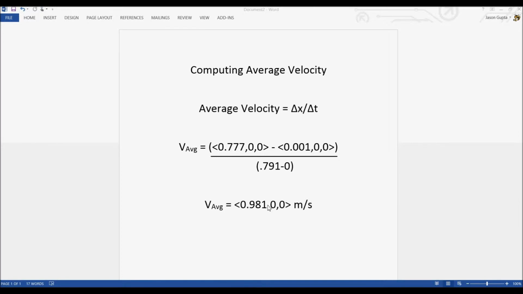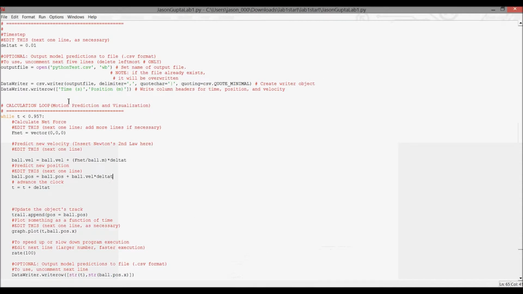Now we can go back to VIDLE to view the rest of our code. First, we need to determine a value for delta t. This is the time step of our computational model, and it's going to determine how often we will measure the new position and new velocity of the can. Because our observational time is 0.957 seconds, we want to make delta t quite a bit smaller. In this case, 0.01 seconds should work well.